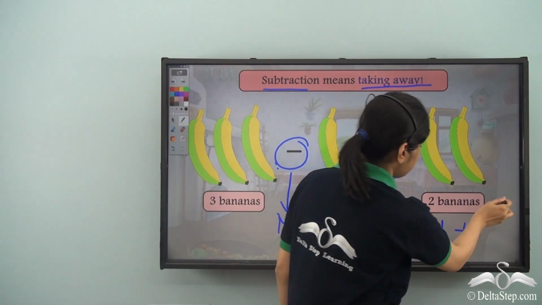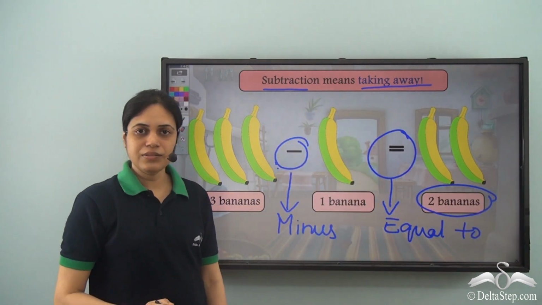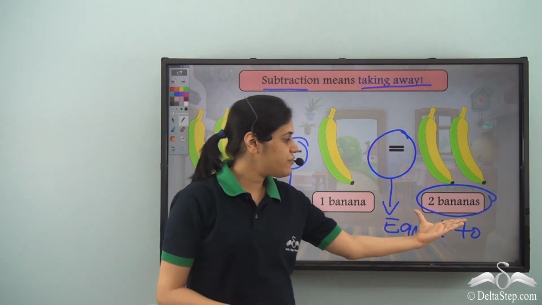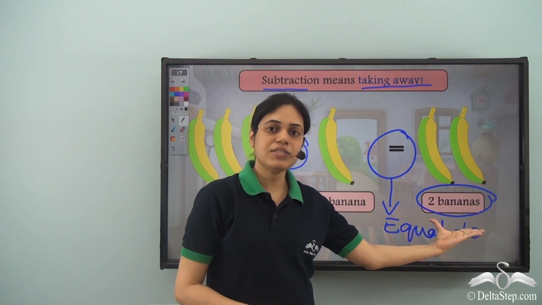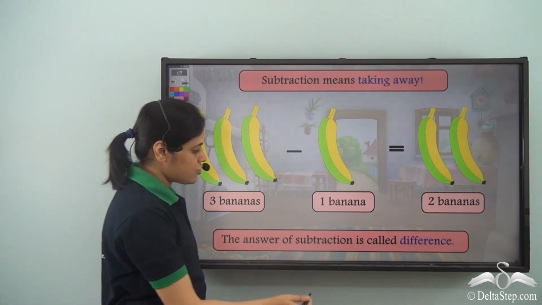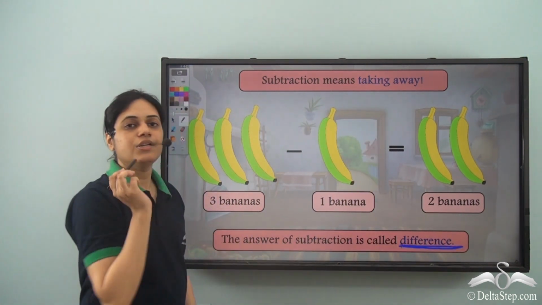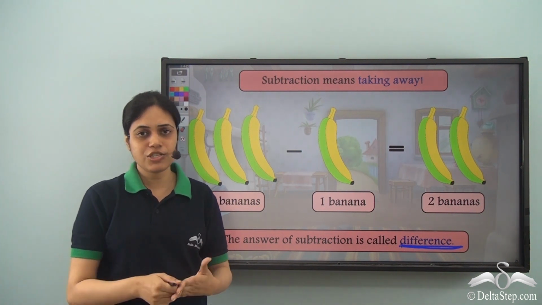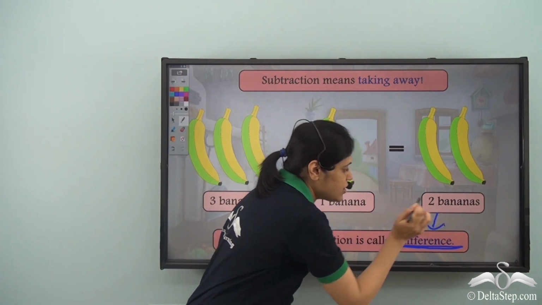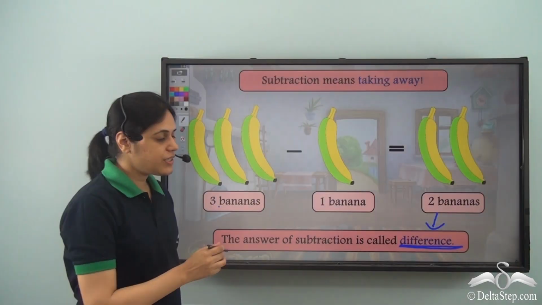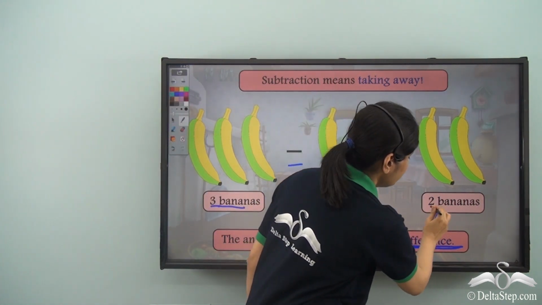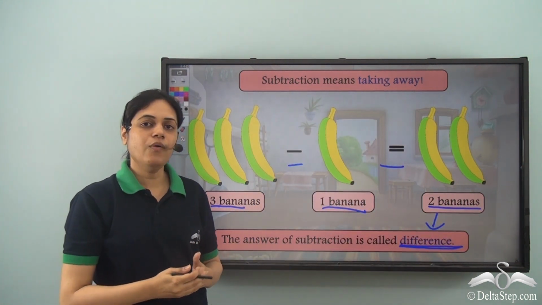And this is the answer. When you take away one banana from three bananas, you are left with two bananas. So this is the answer. We call it the difference. So the answer is called the difference. Like in the case of addition, the answer was called sum. In the case of subtraction, this is called difference. So we read it as 3 bananas minus 1 banana is equal to 2 bananas. This is how we read it.